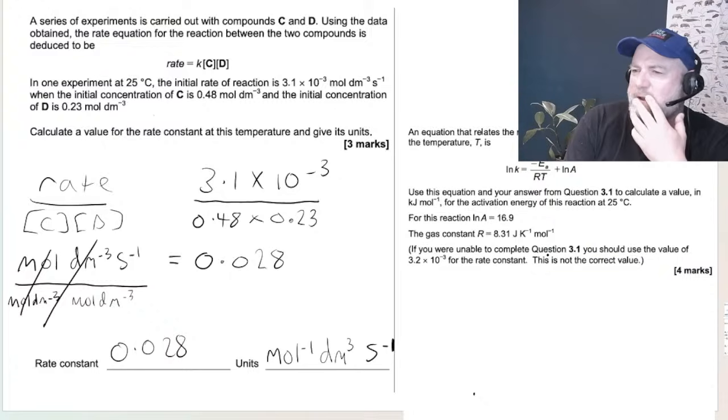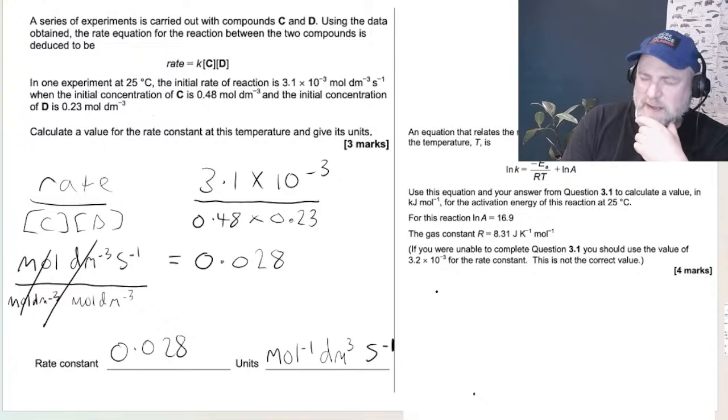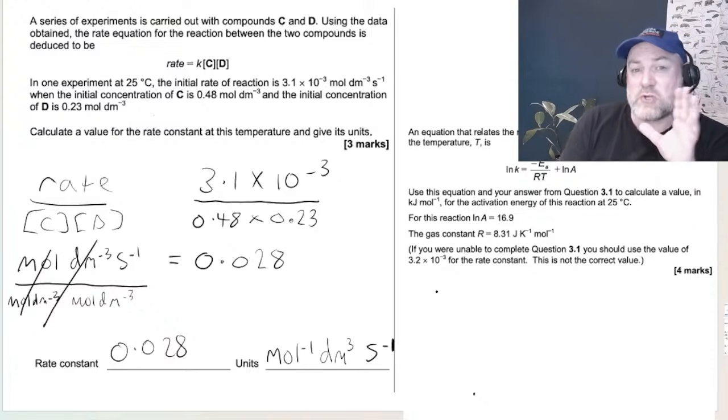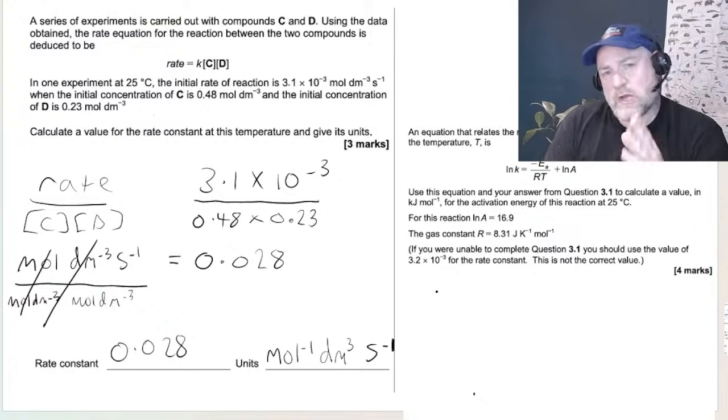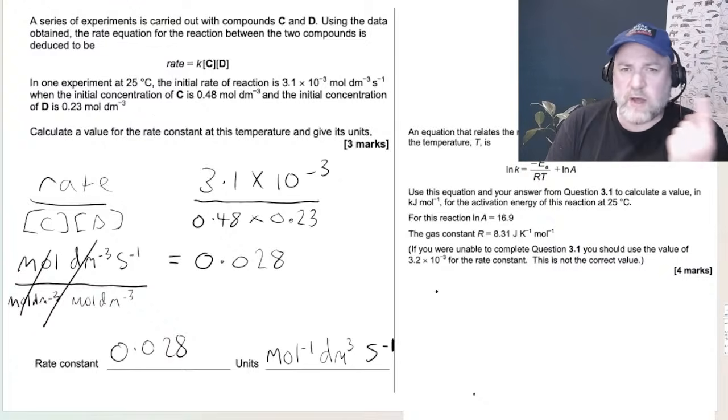What are we actually finding? What do they actually want? Oh, we need to calculate a value for EA in kilojoules per mole. By the way, this is going to be in joules, so we're going to need to divide by 1,000 when we get this. When you have the Arrhenius equation, normally you're going to work out the activation energy in kilojoules per mole. Also, you see it's got a minus in front of it.